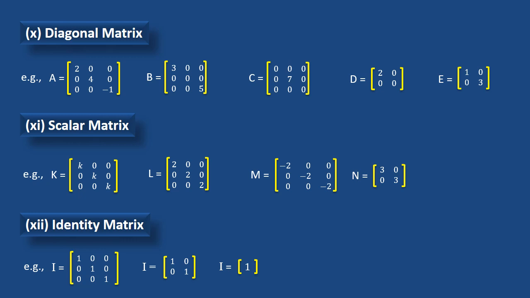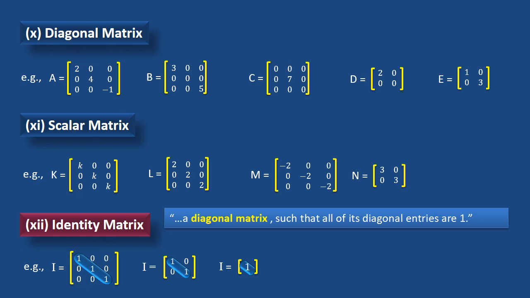By the way, all of these matrices are diagonal matrices, but I have divided them into three categories. Let's start with identity matrix, which is denoted by I. Note that there is no diagonal entry except one. So, an identity matrix is defined as a diagonal matrix such that all of its diagonal entries are 1.